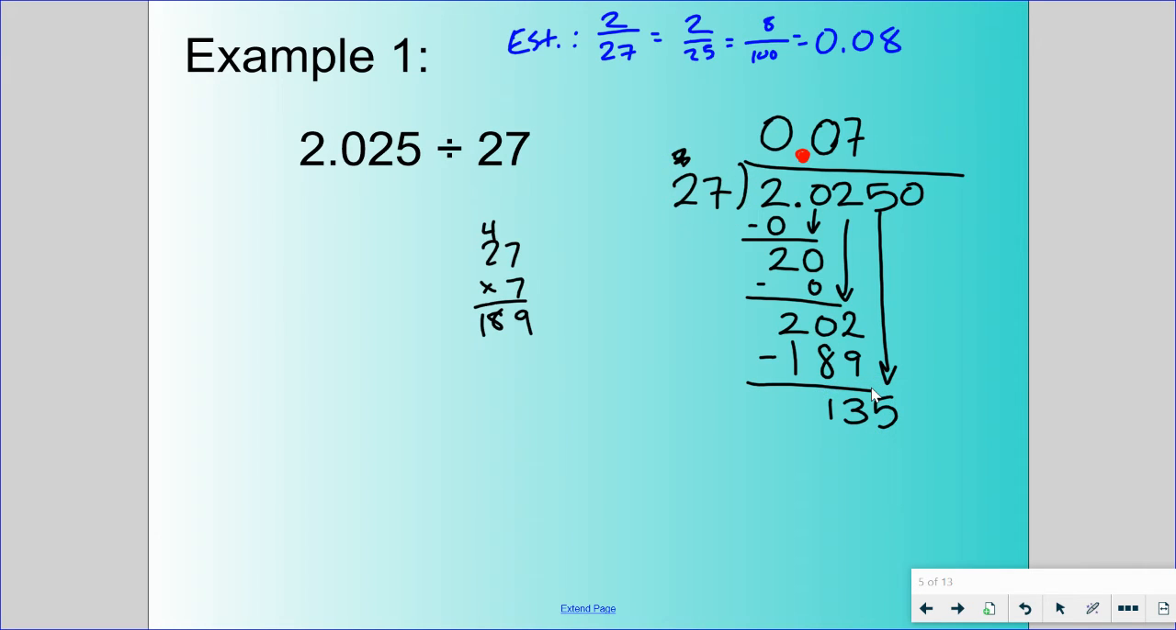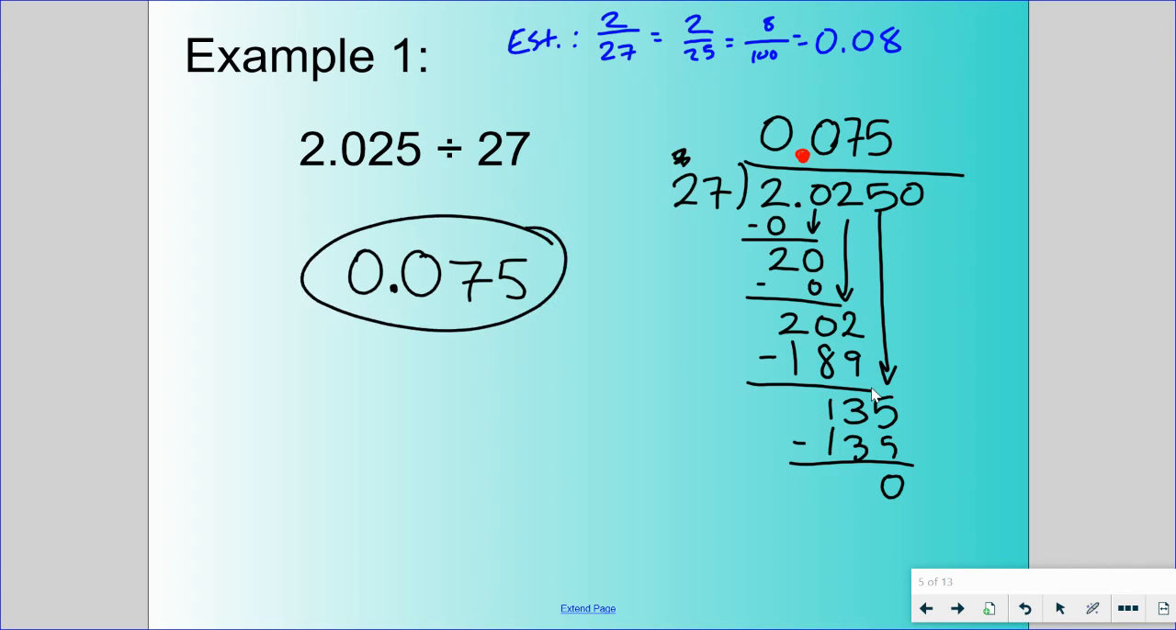27, how many 27s could go on? Let's try 5, shall we? So 5 times 27, off to the side again, Mr. Callan. 5 times 7 is, oh, wait a second. 5 20s is 100 and 5 7s is 35. Oh, look at that. A thing of beauty. So our final answer, 2 and 25 thousandths divided into 27 parts, 0 wholes, 0 tenths. How about 75 thousandths, which, by the way, is awfully close to our estimate of 8 pennies.